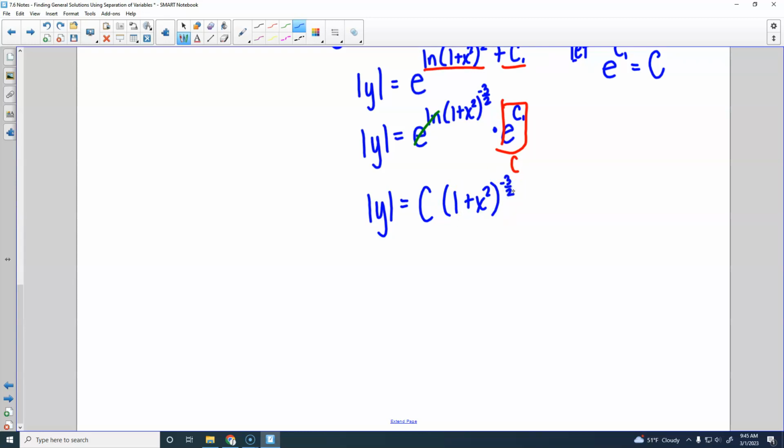And most of the time, they will drop these absolute value bars, because to get rid of those absolute value bars, you could compensate by putting a plus or minus over here. But a plus or minus is not really necessary with a C, because C is an unknown constant that could be positive or negative anyway. So a lot of times we'll just see them drop those absolute value bars and leave it like this. Yes?